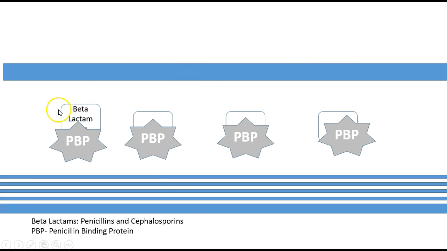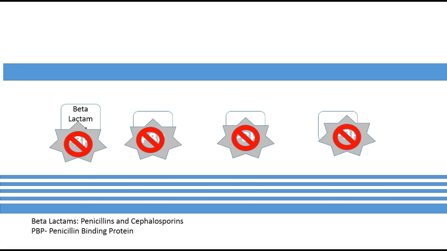action. So beta-lactam basically goes and binds to the penicillin binding proteins. Once they bind to penicillin binding proteins, these enzymes become ineffective, and that's why there would be no peptide cross-linking. Hence, beta-lactams inhibit both processes, that is transpeptidation and carboxypeptidation.